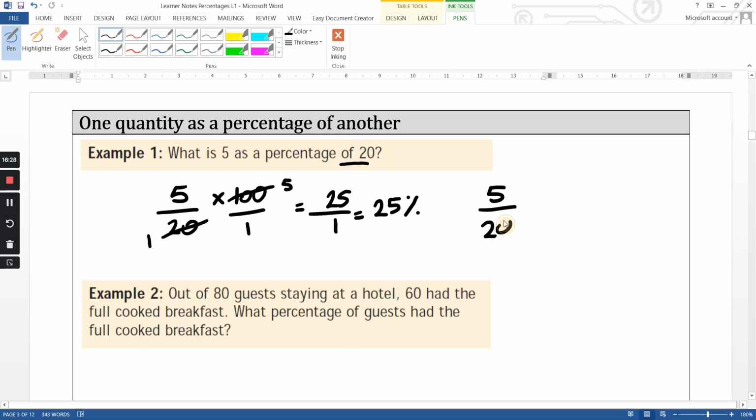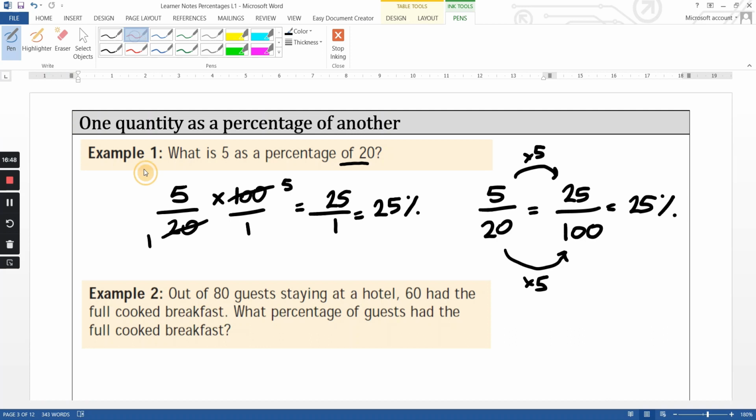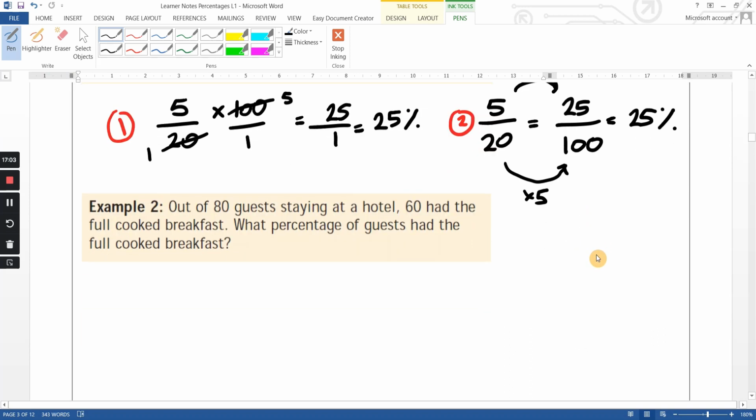I could have done it a different way. If you want it as a percentage, you want it out of 100 instead. So you want to go from 20 to 100. You'll have to times by 5. And you'll have to do the same to the numerator as well. That's 25, which is the same as 25%. Yep. So again, 2 different ways of doing that. There is a third way, but I'm not going to show you that. Same as before, how to change a fraction into a percentage. So there's loads of ways of doing that without your calculator. Well, let's have a look at the next one.